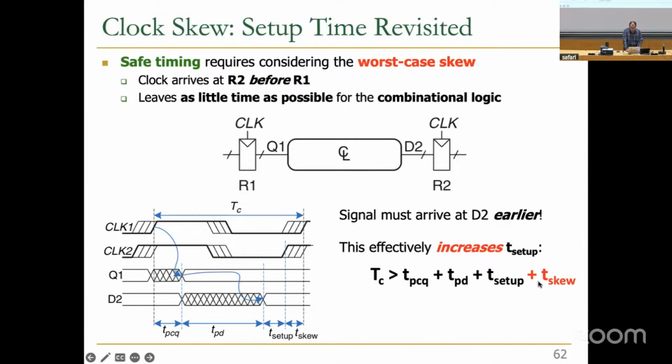In our equation, we just add a skew to this equation, and we call it the effective setup time. So essentially, you need to calculate the worst case scenario for your skew, and then you add that to your setup time. And that would be your effective setup time that you need to use in your calculation.